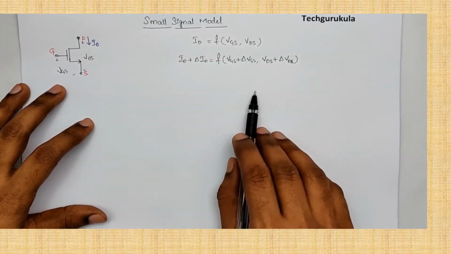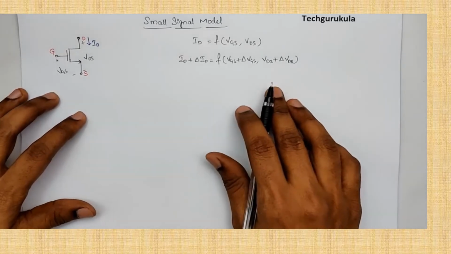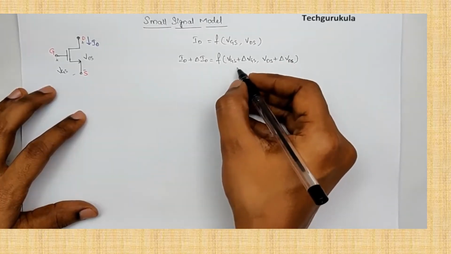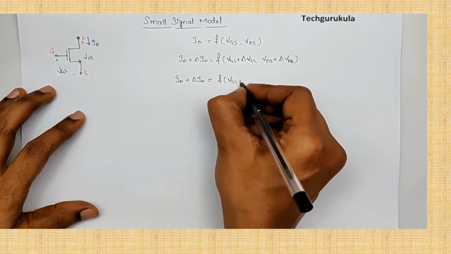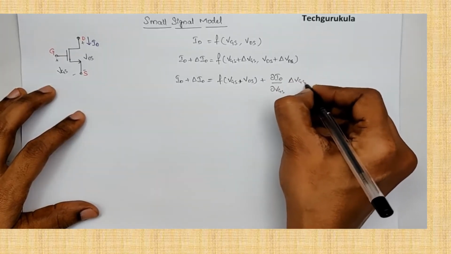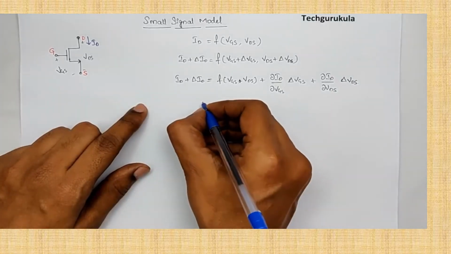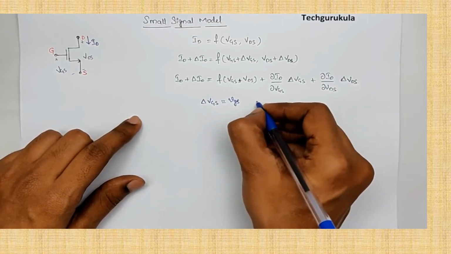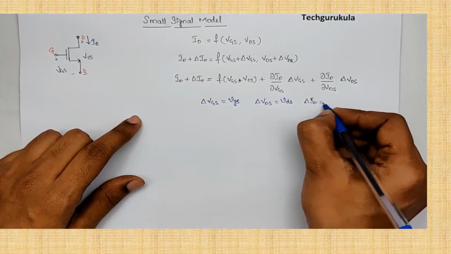Because as these values are small, this function can be represented with just the first derivatives itself, no need of second and higher order derivatives. We'll go into details of that after completing the MOSFET small signal model, and in general the philosophy of small signal model. If we expand that, we can write ID plus delta ID is equal to f of VGS, VDS plus partial differentiation of ID with respect to VGS times delta VGS plus partial differentiation of ID with respect to VDS times delta VDS. The key here is the assumptions that we made. Delta VGS we are taking as small vgs, delta VDS as small vds, and delta ID as small id.